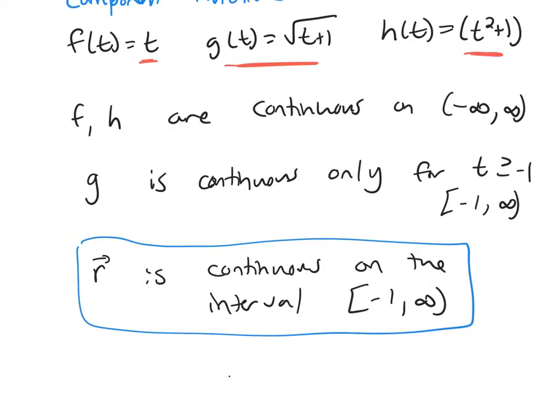So you have to look at where these intervals overlap. They only overlap from -1 to infinity. And so r is only going to be continuous on -1 to infinity and not all real numbers.